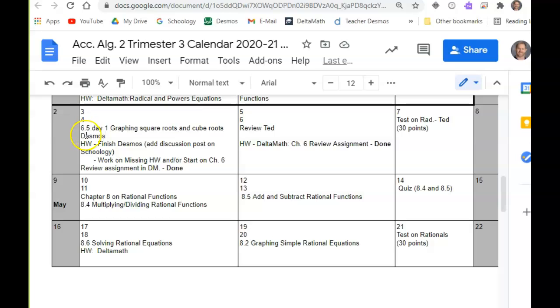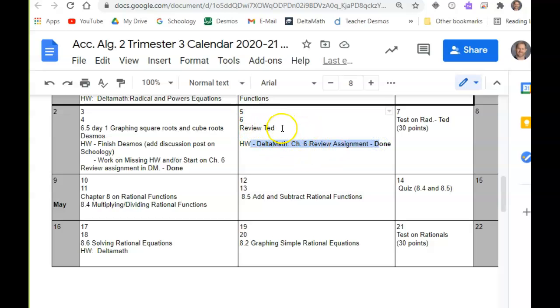This week, we're going to do a Desmos activity, which is why we need our computer out. We're going to look at graphing square roots and cube roots. And then notice our homework. Our homework is to work on missing work, or you could start the chapter review assignment that's going to be assigned on Wednesday.